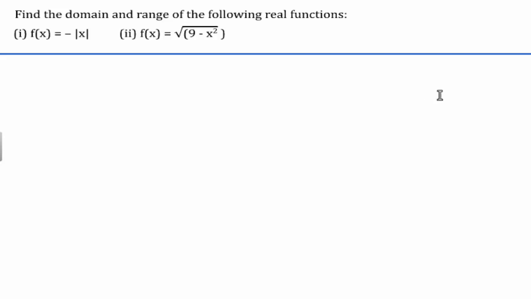In this question, you are asked to find out the domain and the range of the given real functions. Let us see how to proceed with the solution of this question. Let us first consider the first real function given to us. It is f of x is equal to minus mod x.